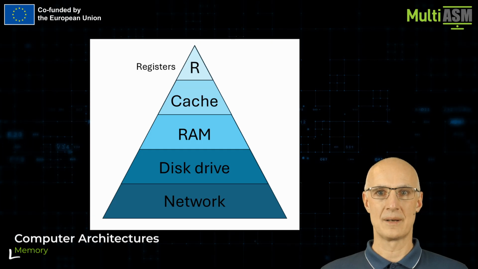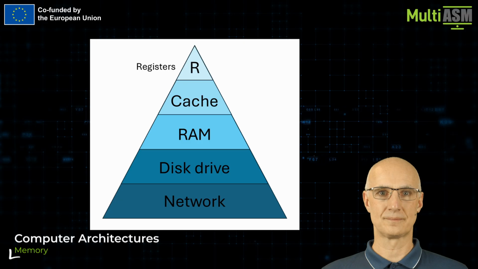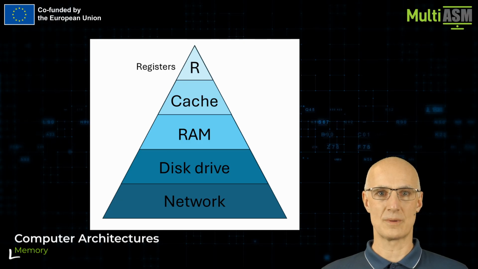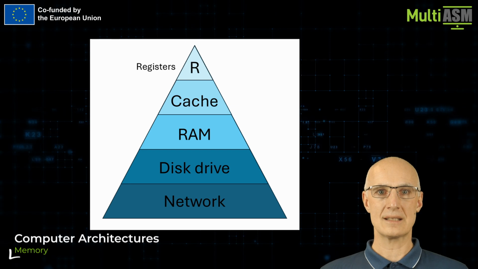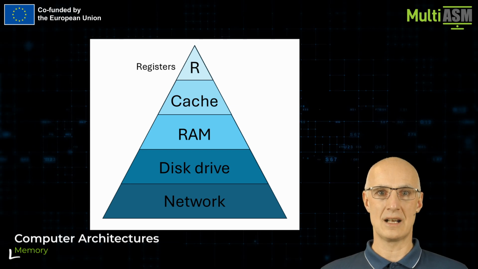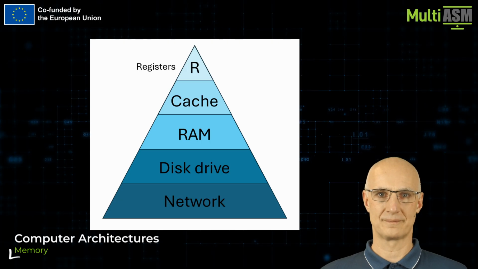It is visible that the fastest memory in the computer is the set of internal registers. Next is the cache memory, operational memory, so-called RAM, disk drive, and the slowest but the largest is the memory available via the computer network, usually the Internet.